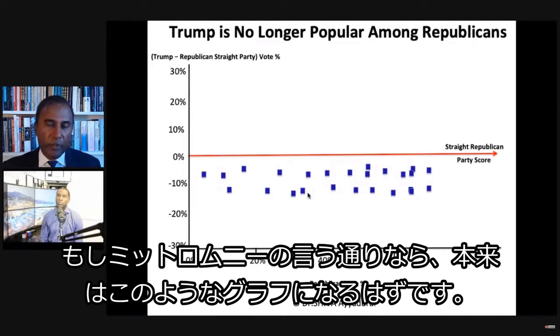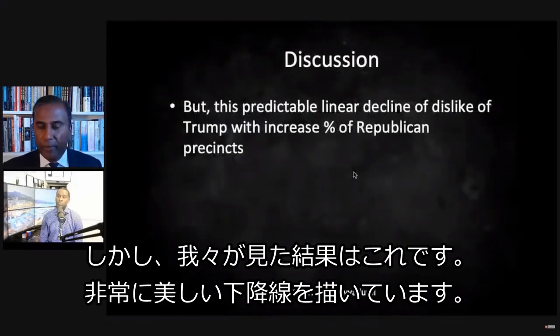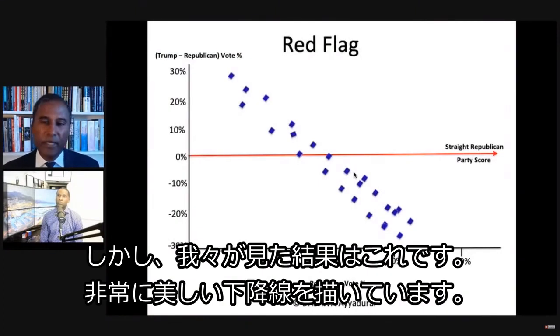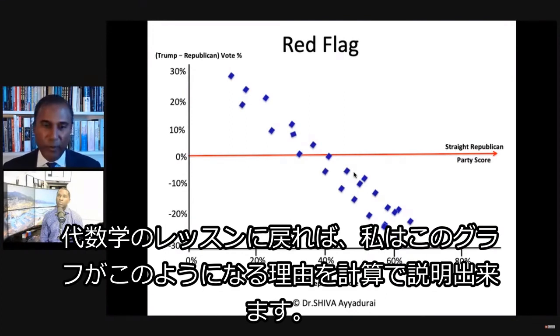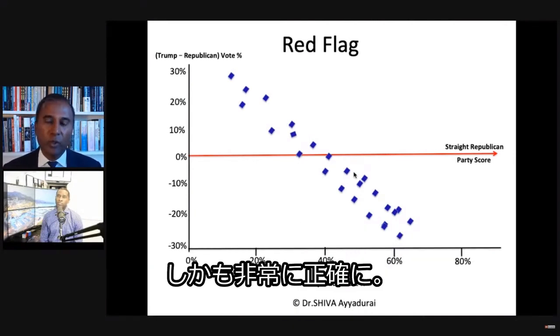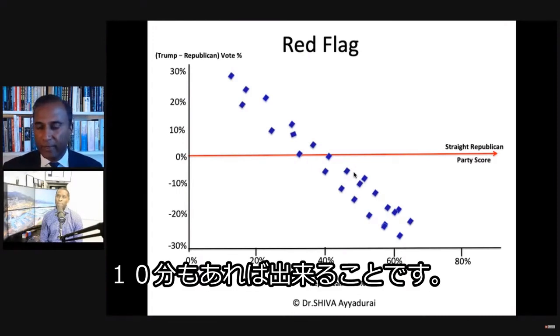Or if any rational person would say, oh yeah, Trump just upset a lot of Republicans everywhere, well, across all precincts, you'd see this everywhere. But what we see is this. In fact, we see a beautiful line, which you could go back to your Algebra 1 class and write an equation for, y equals mx plus b, and I could draw that line. I could calculate it precisely, so precisely that I could put it into a computer program. And I'm sure we could do this in any function, probably in 5-10 minutes. We haven't gotten there yet.